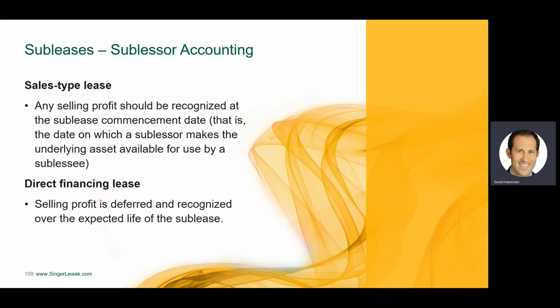If you have a sales type lease, any selling profit would be recognized at the sublease commencement date. That is the date in which the sublessor makes the underlying asset available for use to the sublessee. If the sublease is considered a direct financing lease, the selling profit would be deferred and recognized over the expected life of the sublease. Again, this is going to be treated the same as if you were a lessor.